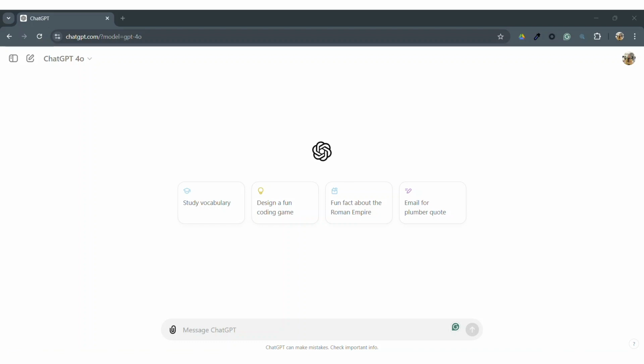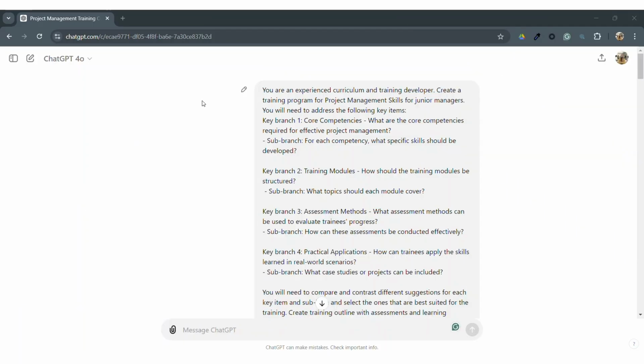Here is the prompt that we have created that uses the tree of thoughts method that will guide the AI through the outlining process by asking it to address the key branches. So you can see that in the first branch, we asked AI to identify some of the competencies or behaviors that we want the learners to obtain as a part of this training.